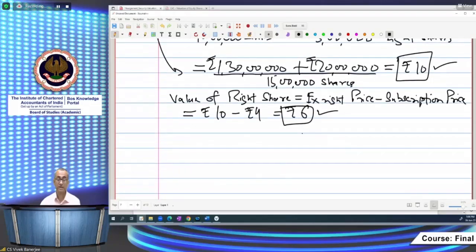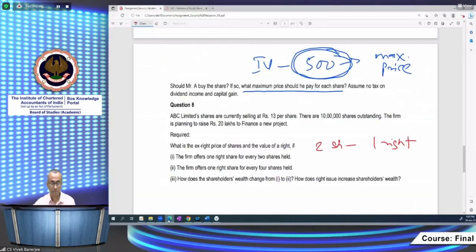Now come to the second situation. What the second situation is saying is that the firm offers one right share for every 4 shares held. इसका मतलब है 4 शेयर जिन्होंने होल्ड करके रखा है उसको एक राइट शेयर मिल रहा है. तो आप इस सिचुएशन को कैसे सॉल्व करेंगे?